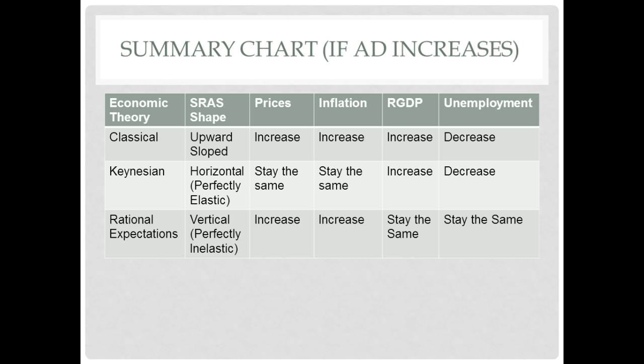In the Keynesian theory, the supply curve is horizontal. If we have an aggregate demand increase, the prices will stay the same, which means inflation stays the same, RGDP increases, and unemployment decreases. Lastly, the rationalists: if we have an aggregate demand increase, they believe that prices and inflation will increase, but that means that RGDP and unemployment aren't going to change at all.